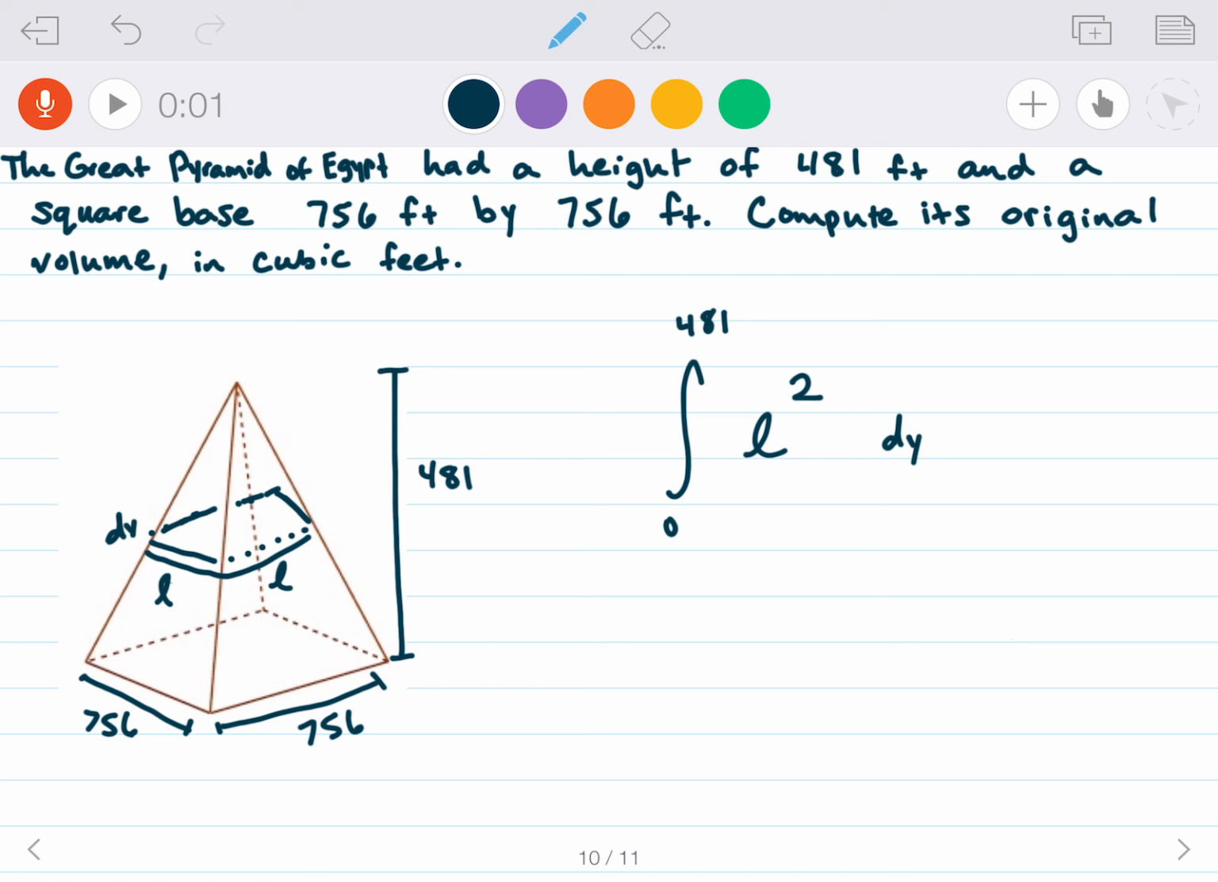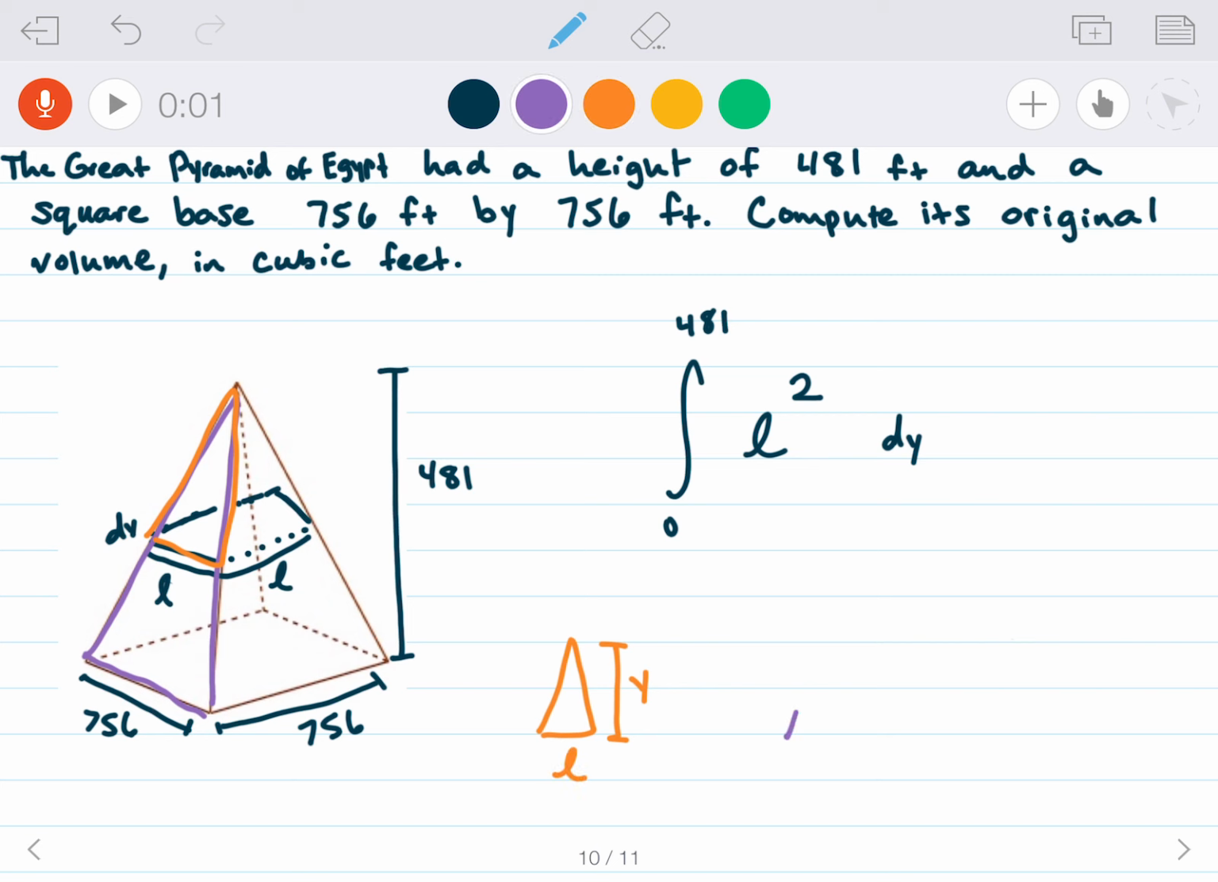Now we need to figure out what L is in terms of y. And to do that, we can use similar triangles. So what we can look at is this triangle right here, this purple triangle, and then we can also look at this orange guy right here. Okay, so let's say that the orange guy is at, for instance, a height of y, right? We're not really sure what the height is, and that the base is L.